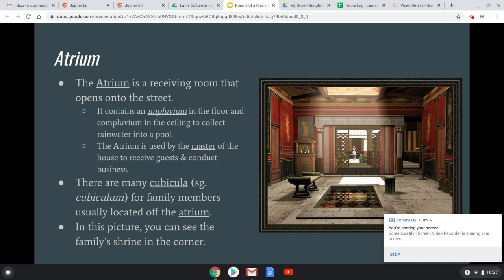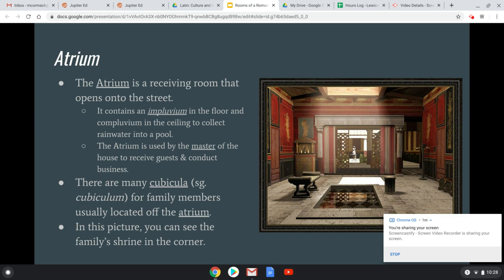Now, off the atrium, there were many cubicula. The singular of that is cubiculum. These are for family members and usually are located off the atrium. Now, in this picture, they are covered by kind of wooden doors, but we actually don't know for sure if the cubicula were covered by doors at all. We think that they might have been covered by some sort of curtain.